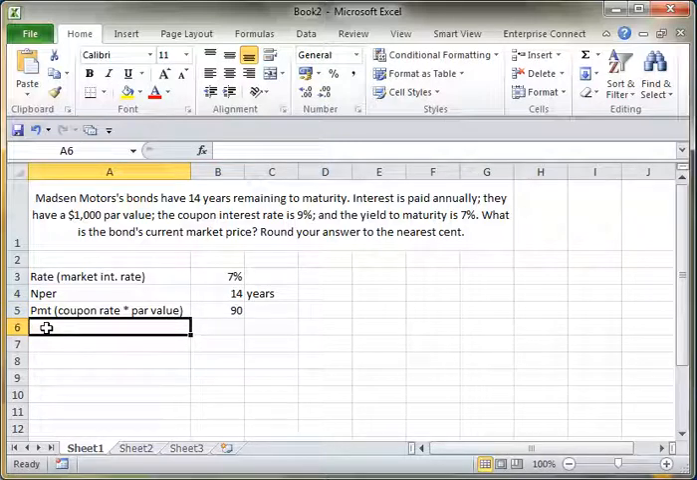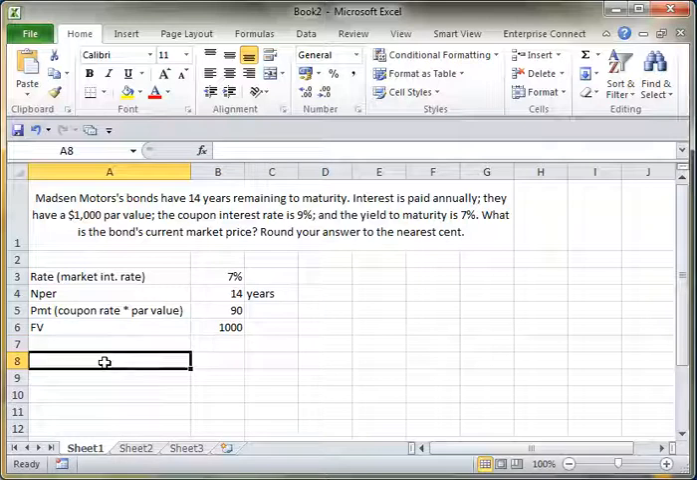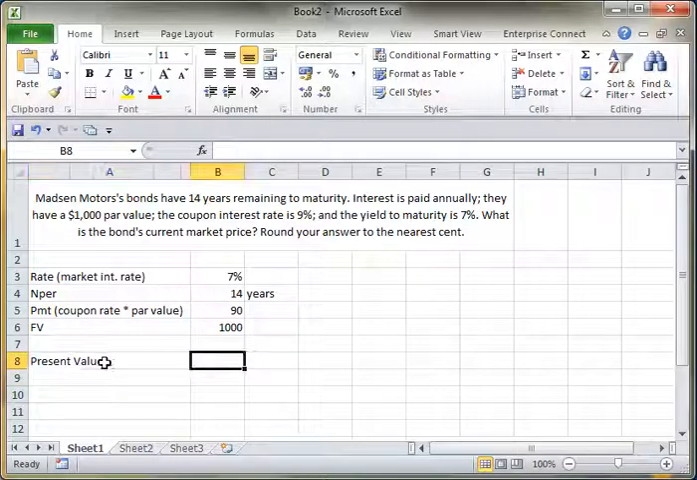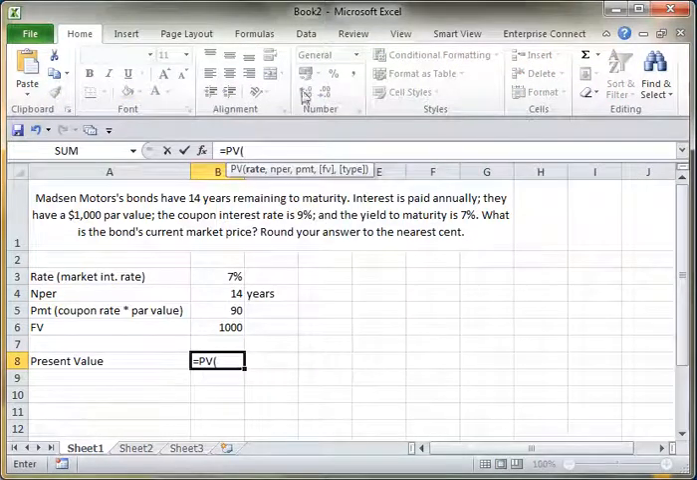And then we'll also need our future value. So we'll type it FV, which would be 1,000. Right, once you have all this data, you can now compute for the present value. So we'll just be using the Excel formula for present value, which is equal sign and then PV.